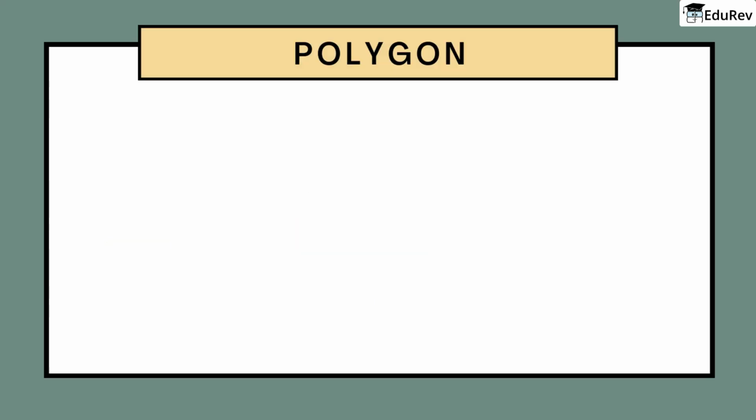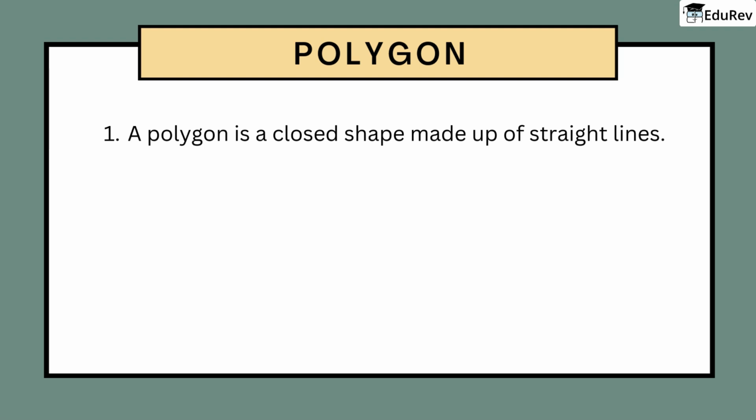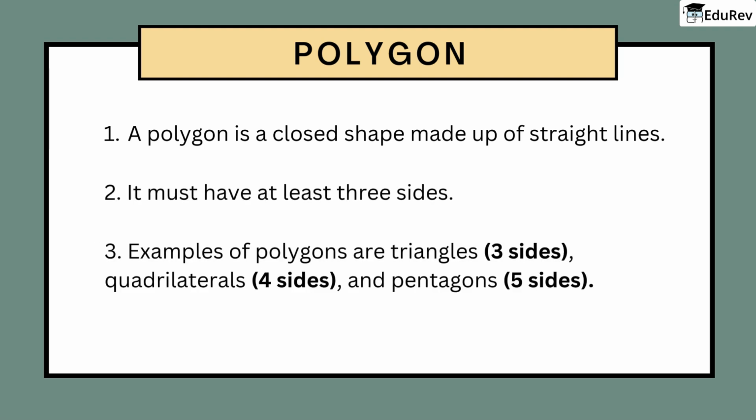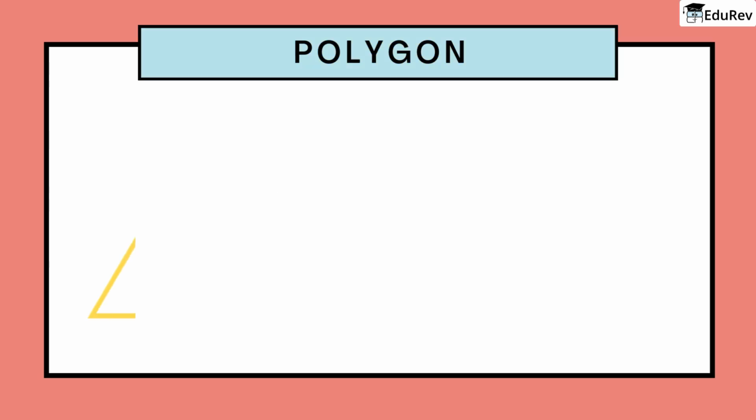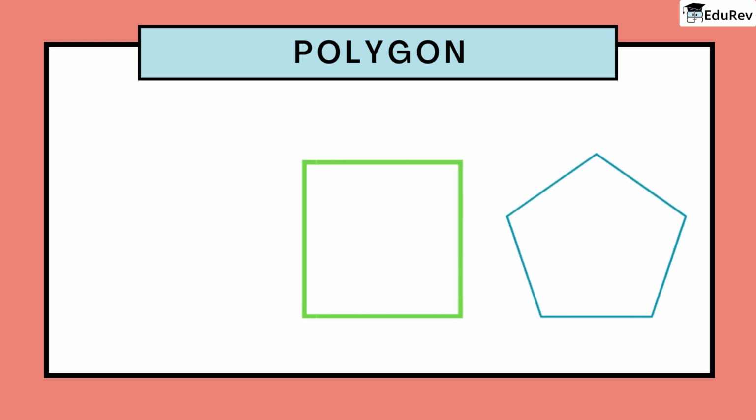Next, let's talk about polygons. A polygon is a closed shape made up of straight lines. It must have at least three sides. Examples of polygons are triangles, 3 sides, quadrilaterals, 4 sides, and pentagons, 5 sides.